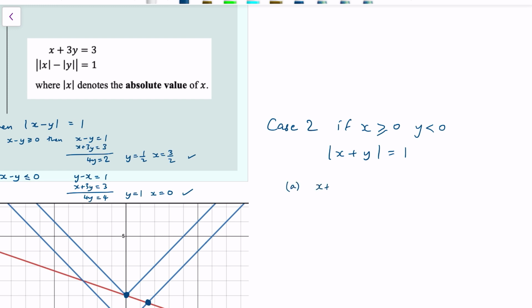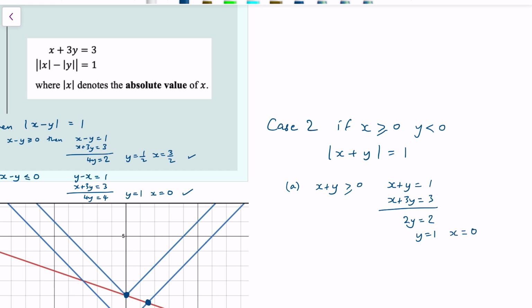Case A, if x plus y is greater than or equal to 0, then we're solving x plus y equals 1. We just get rid of the absolute value symbols; they're not needed there. x plus 3y equals 3. Solve that simultaneously by subtraction: 2y equals 2, y is 1.